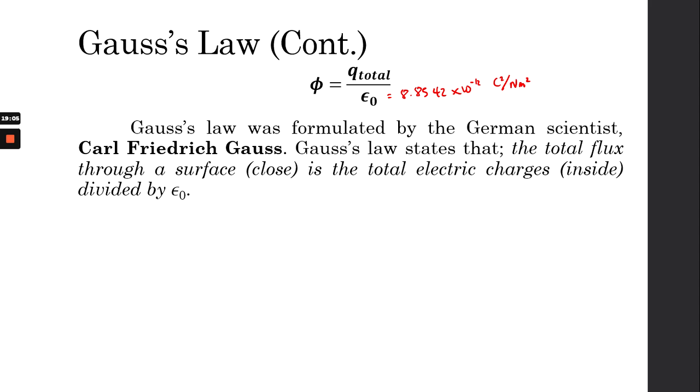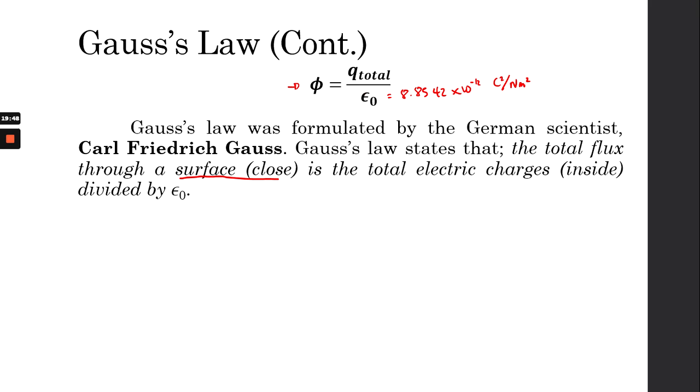So before we continue on with more understanding of Gauss's law, just a little bit of information about it. The one that formulated this equation is a German scientist by the name of Carl Friedrich Gauss. And the thing that I want you guys to remember is that Gauss's law is the total flux through a surface. Most importantly, it should be an enclosed surface, and the total flux is equal to the electric charges inside divided by epsilon naught, and that's where the equation comes from.